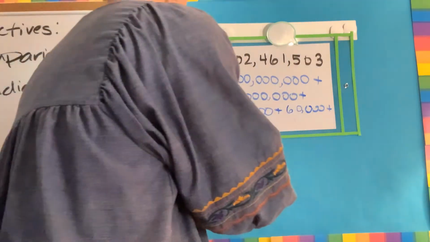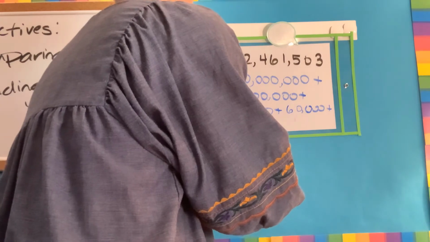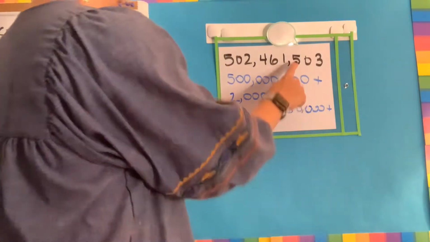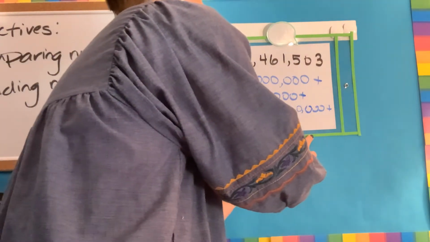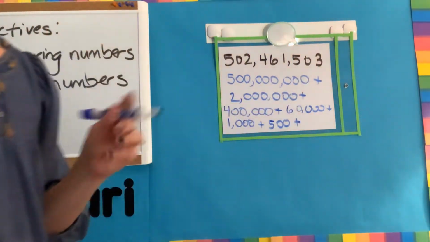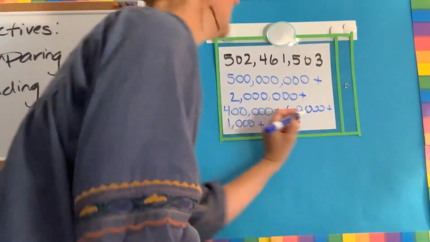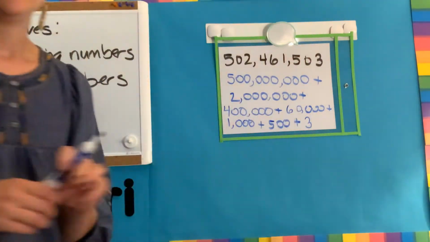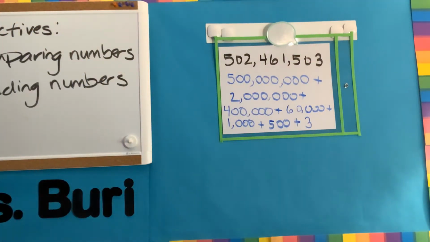Next comes a 1, followed by 3 zeros. A 5 with 2 zeros. Our next number is a 0, so we can skip it. And then we have our 3 at the end. So check your answer. How did you do?